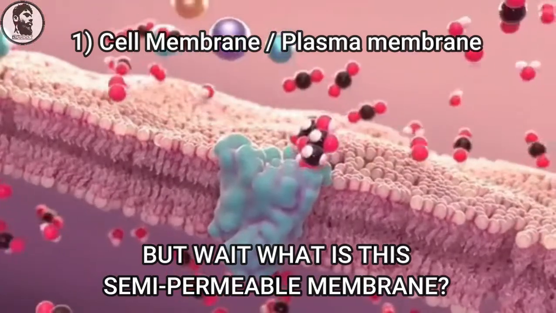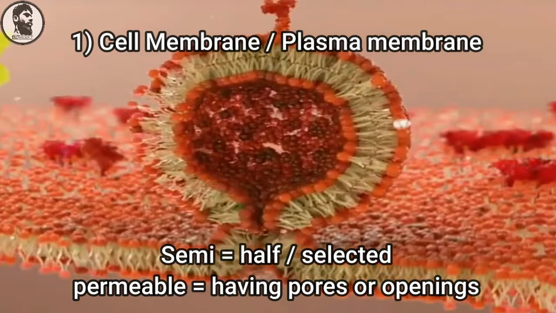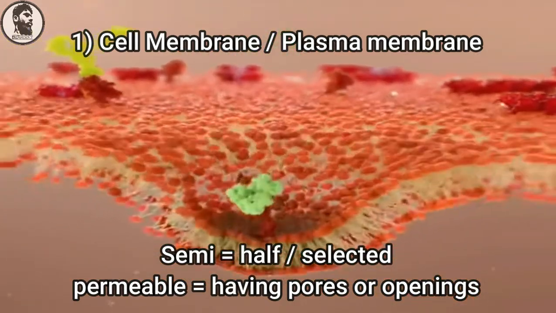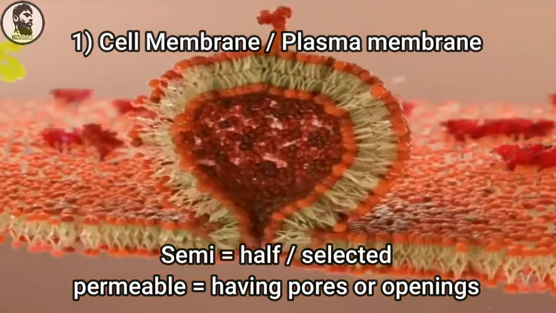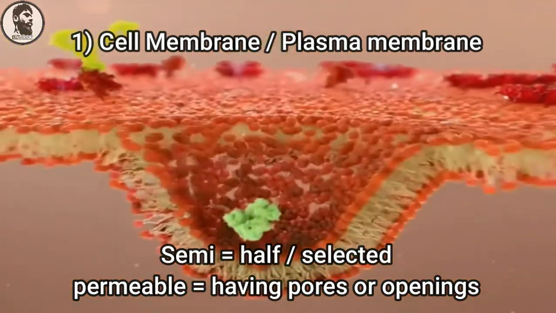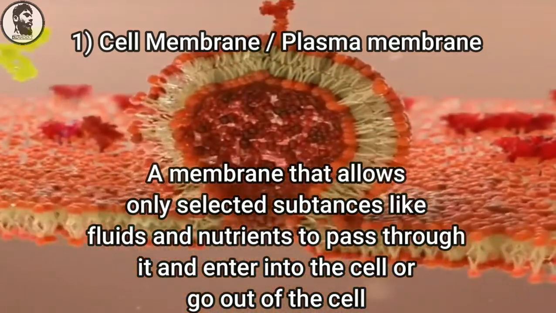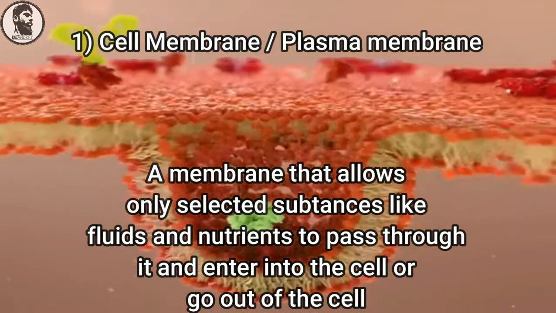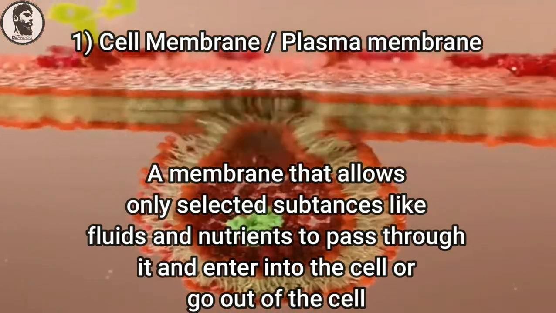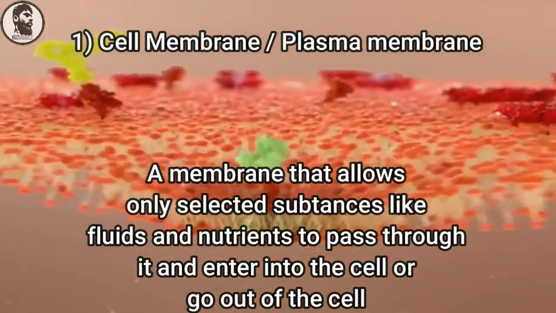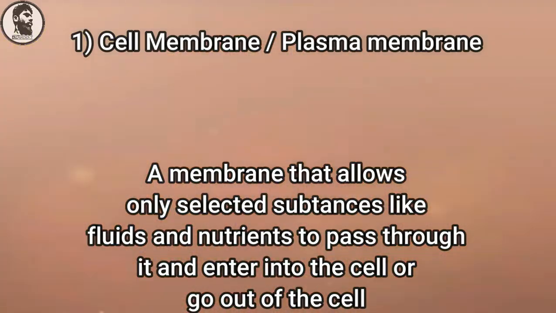But wait, what is this word semi-permeable? Here, semi means half or selected. Like in a cricket we say semi-final means half final. And permeable is related to pores. So we can say that semi-permeable means a cell that allows only selected substances to enter into the cell and to go out of the cell. Because of this semi-permeable cell membrane, many harmful substances cannot enter into the cell.